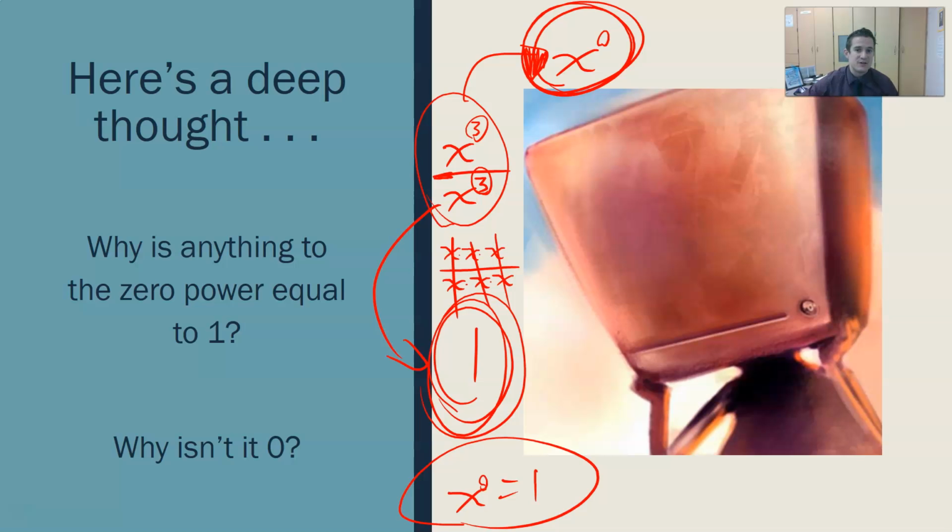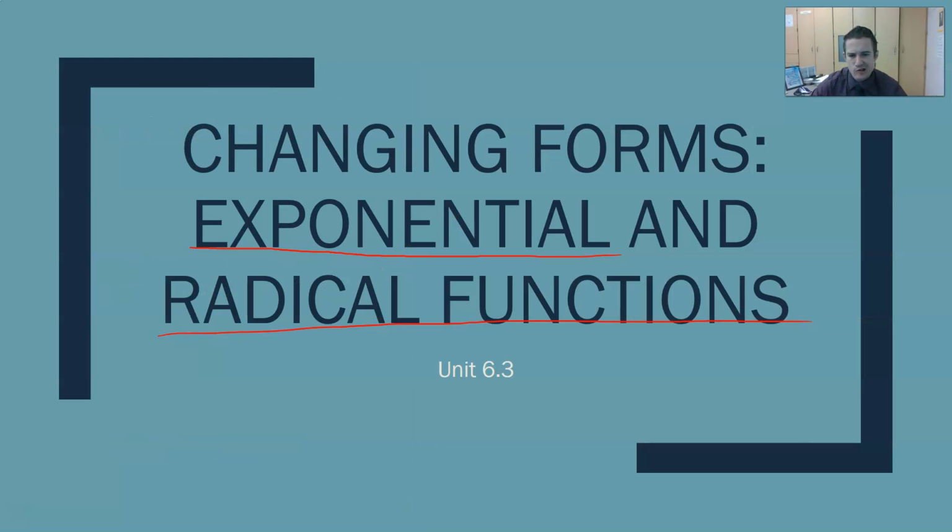X to the 0 power is equal to 1. Put any number in there for x that you want to, almost any single number, and that's going to be equal to 1. Anything to the 0 power is equal to 1. So that's a way to think about that. If you've struggled with that in the past, that's a way to visually see that.